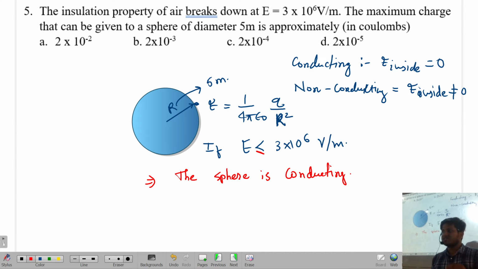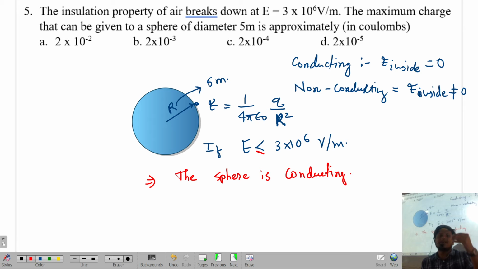What I'm saying, try to understand. The insulation property of air breaks down at this electric field. If I reach that electric field, what will happen? The sphere will become conducting, or not? After that, what will happen? A sphere can also interact with the charges around in the atmosphere, or not. And what it will do is start polarizing the atmosphere. Got it or not? So if the electric field is equal to how much? 3 into 10 to the power of 6.